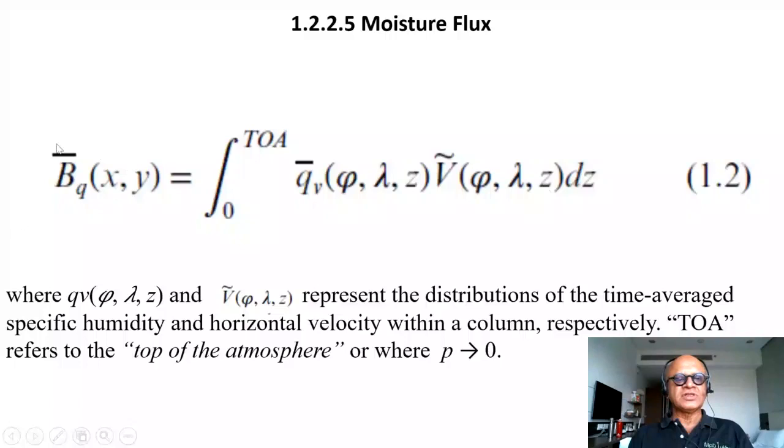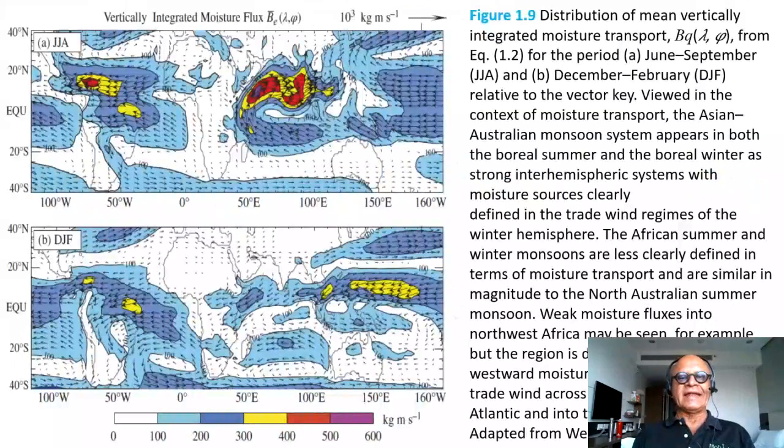So this is the mean because we have integrated out the time. Remember, this is already integrated out the time here. Okay, so Q_V and V tilde represent the distribution of the time average specific humidity and horizontal velocity within a column respectively, and TOA is the top of the atmosphere.